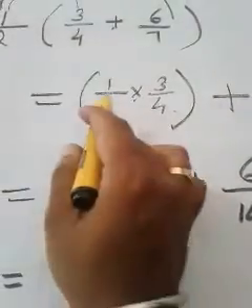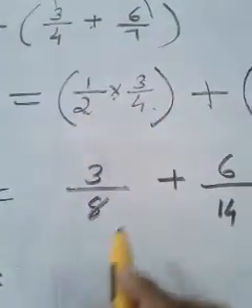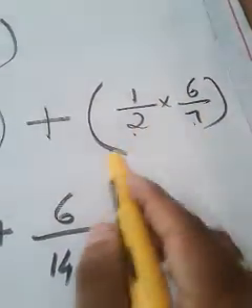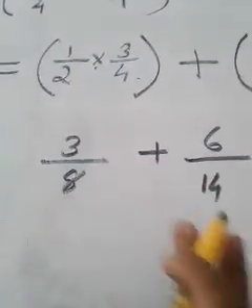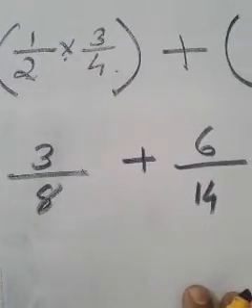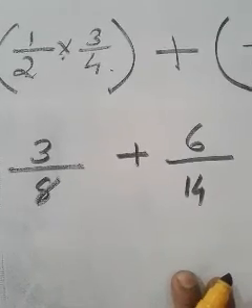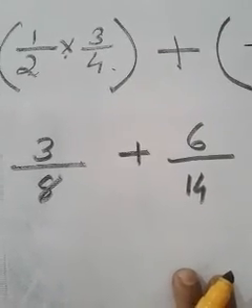Then solve it out. 1 into 3 is 3, 2 into 4 is 8, then 1 into 6 is 6, 2 into 7 is 14. Then we have to do this. You can use cross multiplication, otherwise you can use the LCM method. Which methods exist? Cross multiplication and LCM are there.